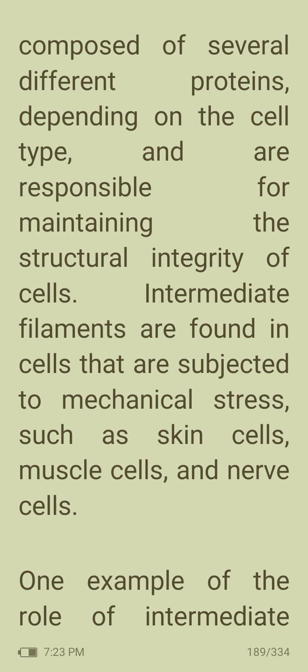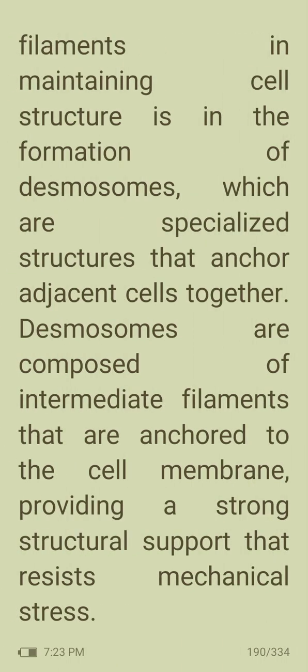An example of a role of intermediate filaments in maintaining cell structure is in the formation of desmosomes, specialized structures that anchor adjacent cells together. Desmosomes are composed of intermediate filaments and are anchored to the cell's membrane, providing a strong structural support that resists mechanical stress.